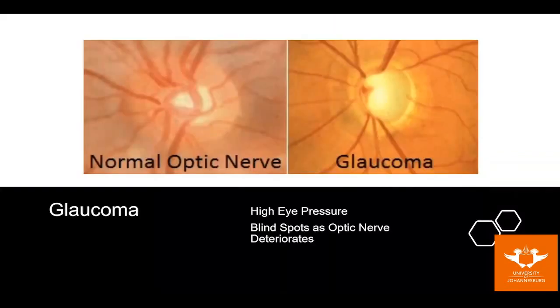Glaucoma is a group of conditions that damage the optic nerve. The damage is often caused by abnormally high eye pressure due to slow fluid drainage or fast fluid production. Effects on vision, such as blind spots, only occur in advanced stages as the optic nerve deteriorates.